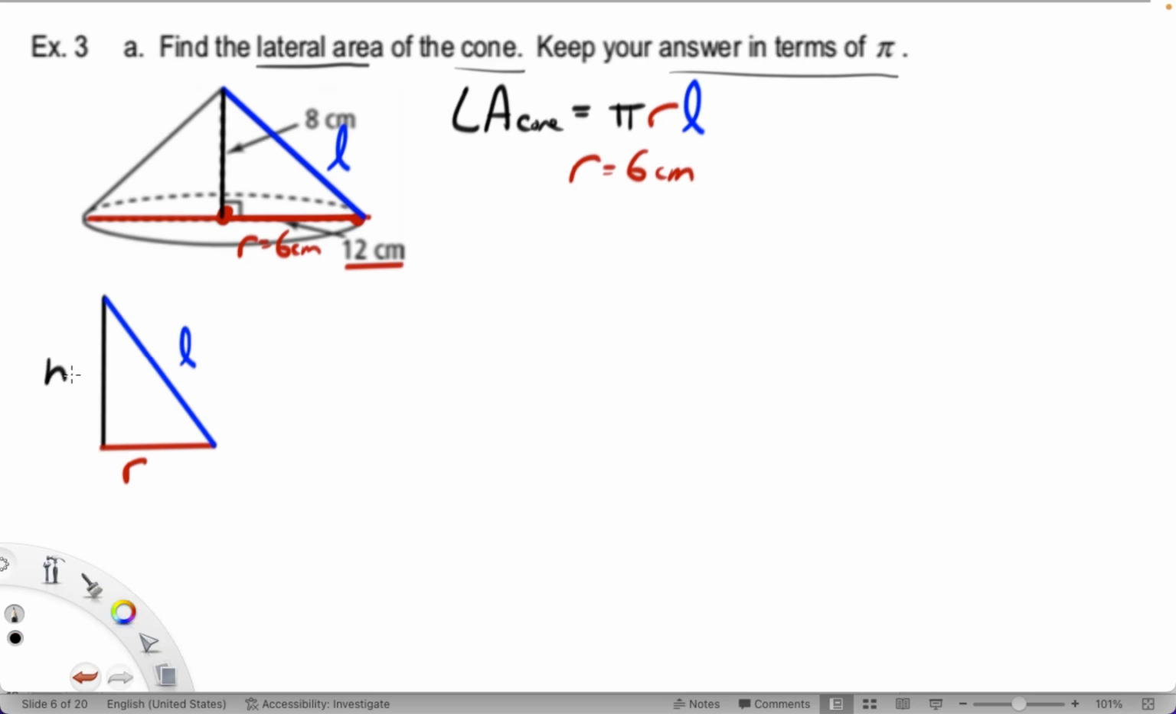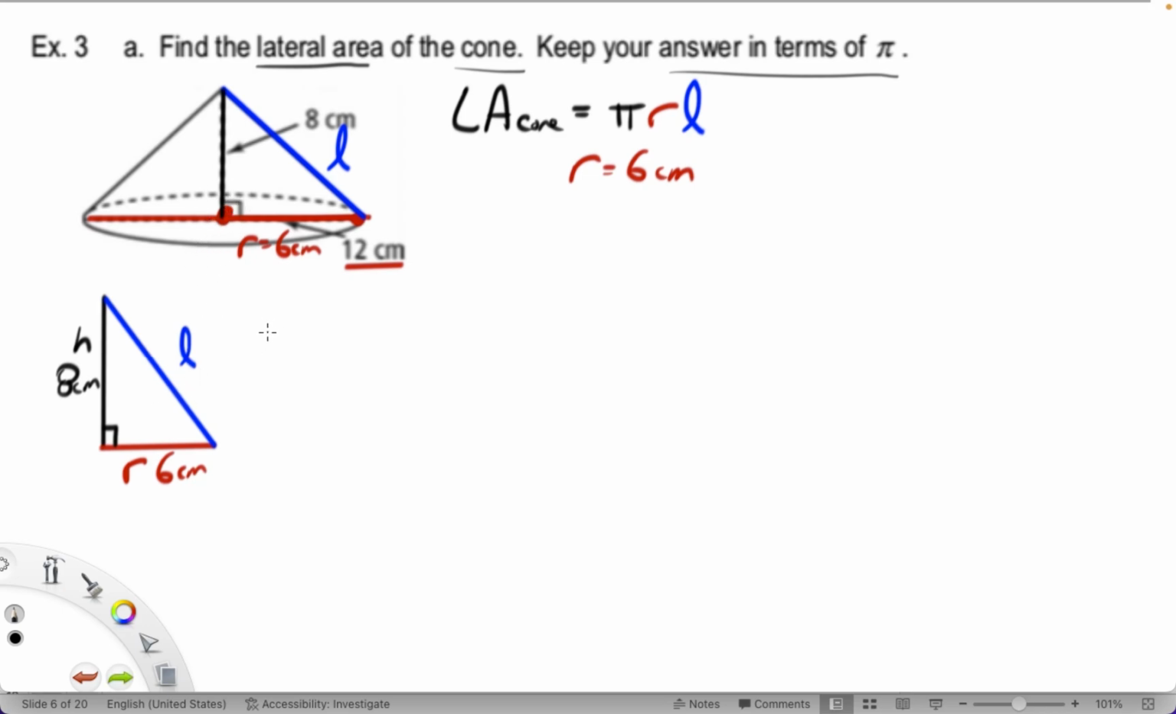Okay, and the height we know is equal to 8 centimeters, because it says right here. The height is 8 centimeters. The radius is 6 centimeters. And the lateral height, that's what I'm trying to find. And of course, I see that this is a right triangle. You can see right here, it's a right triangle.